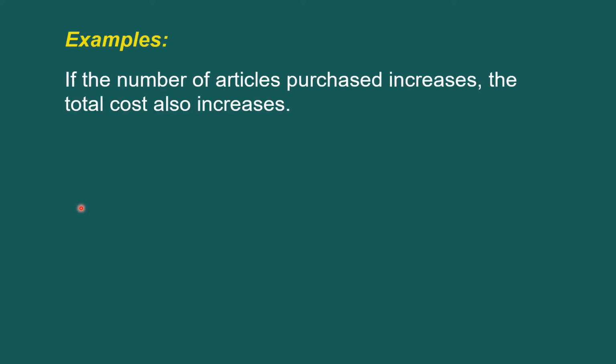So let us have examples of real-life situations that denote direct variation. For the first example, if the number of articles purchased increases, the total cost also increases. Ibig sabihin, mas marami kang binili, mas malaki ang babayaran mo. Mas kaunti ang binili, mas maliit ang babayaran.